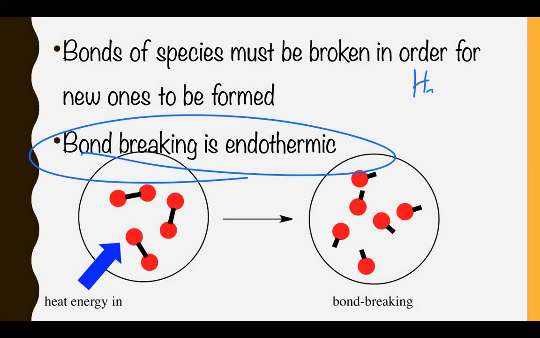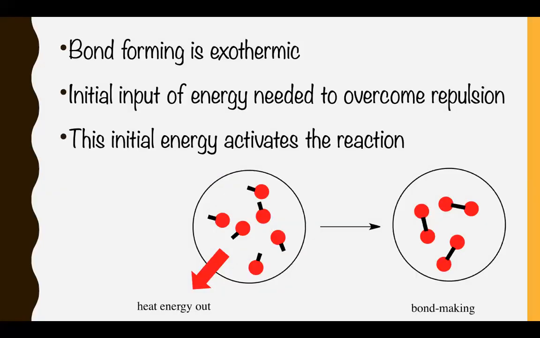The energy that is released when hydrogen is formed is the energy you have to put into hydrogen in order to break those bonds. Forming new bonds is always exothermic. The initial input of energy needed to overcome the repulsion is the initial energy that activates the reaction, hence activation energy.